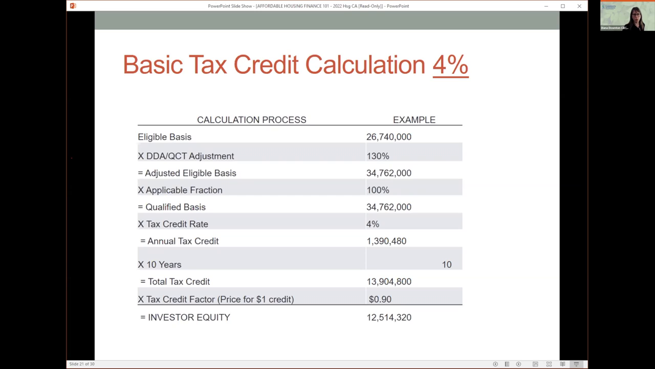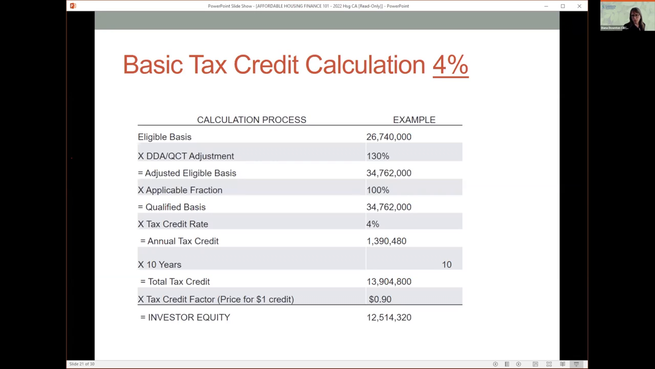So then you take the resulting qualified basis and you multiply it times the 4% credit rate, and you come up with your annual tax credit. So this is your annual credit. That credit is taken over 10 years. So you multiply that times 10, and you now have your total tax credits.